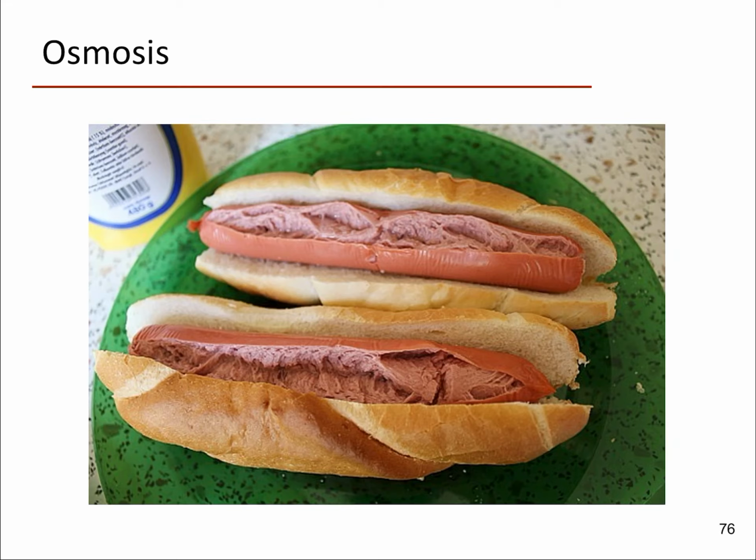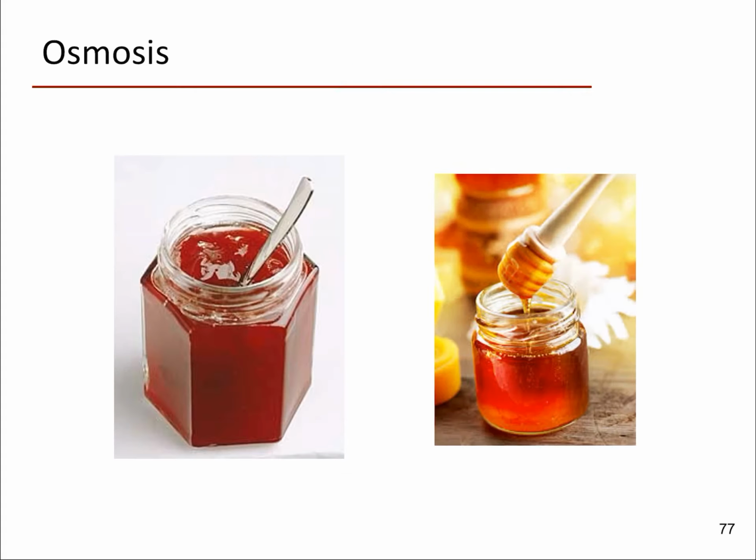Boiling hot dogs is a nice example of osmosis. If you're boiling hot dogs and you leave them a little too long, you might notice it'll split open like this. What can happen is these hot dogs can absorb water because the insides are very salty. It's a high solute concentration. Water can be absorbed into the hot dog, and that causes the hot dog to expand and eventually split.